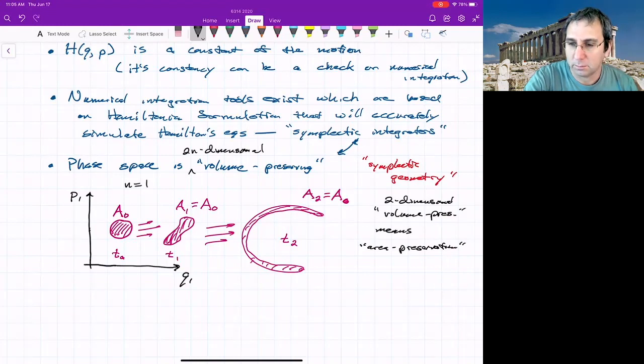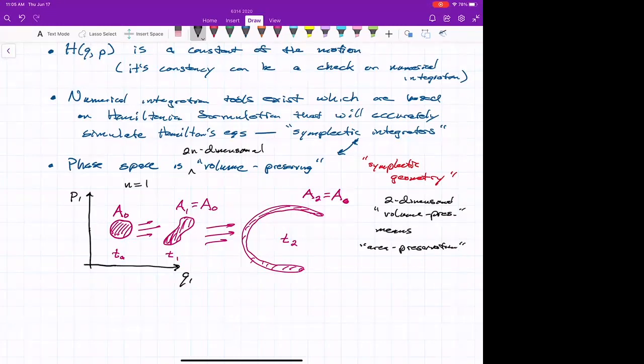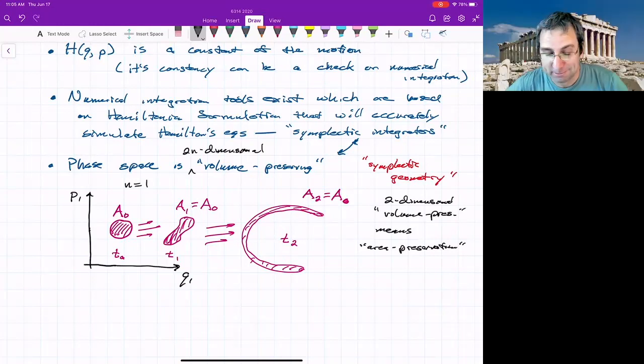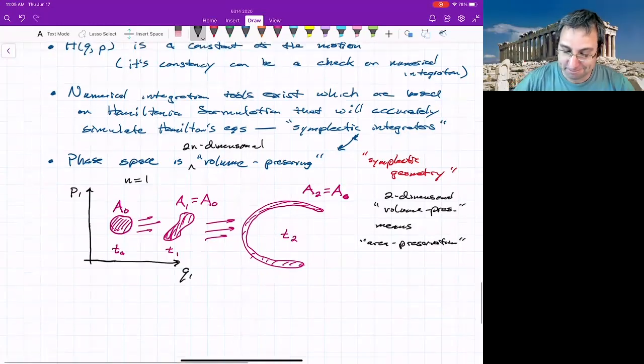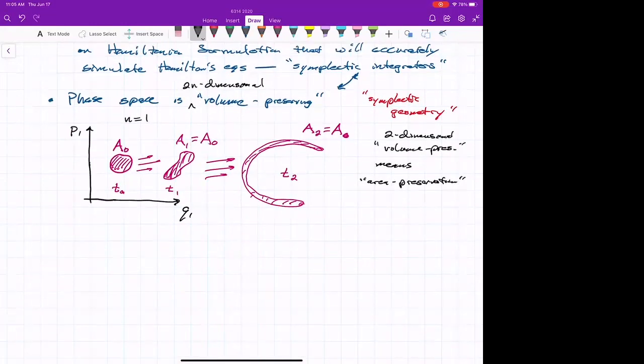All right. So quickly, can I ask then? Yeah. So does this imply that Hamiltonian systems will never have an attractor? Yes. Okay. Yeah. So that's a good point.